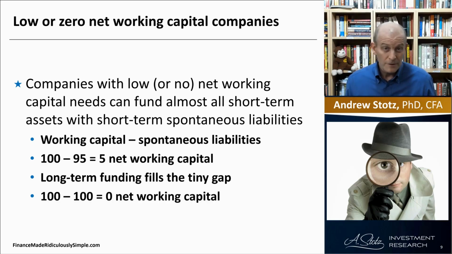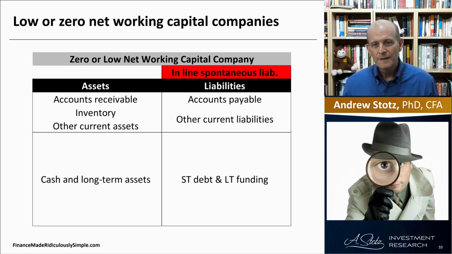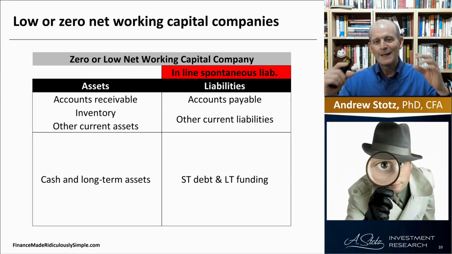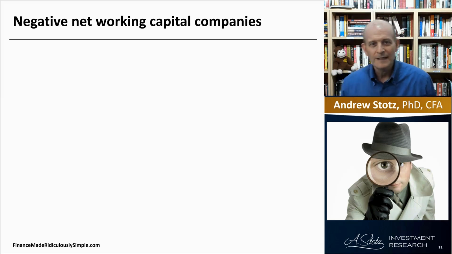Now, there are some companies that have a perfect match between their working capital and their spontaneous liabilities, and they would be zero net working capital companies. Let's look at one. Here would be an example of a company that has current assets excluding cash, we call this working capital, minus spontaneous liabilities excluding short-term debt, that equal each other. Now let's look at the next one.